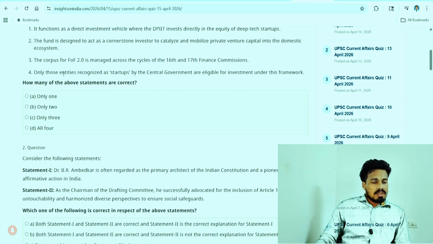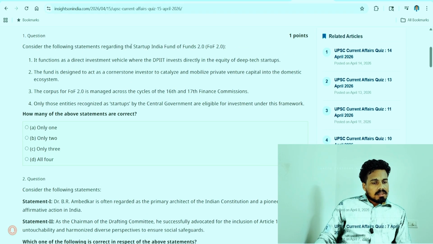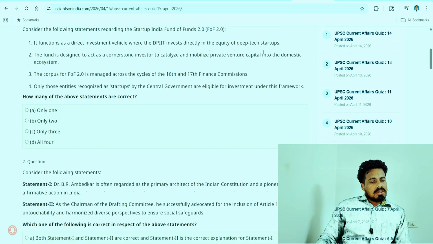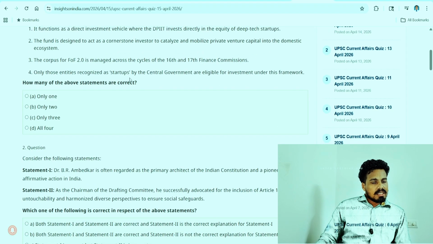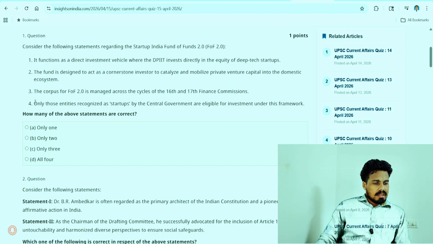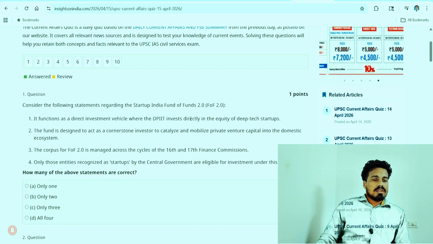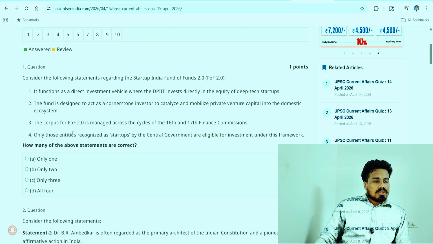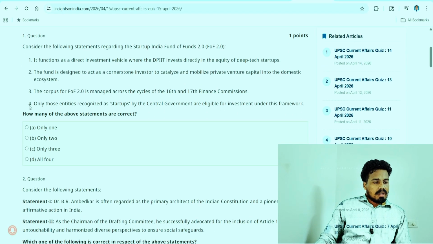Only those entities recognized as startups by the central government are eligible for investment under this framework, Startup India Fund of Funds. So this looks like an extreme statement. Only those entities recognized by the central government. What if the state government recognizes them as a startup? Won't they get into this scheme? So this can be wrong. The fourth statement can be wrong here.